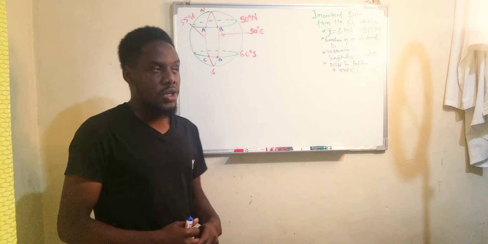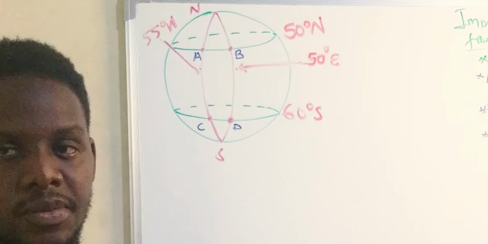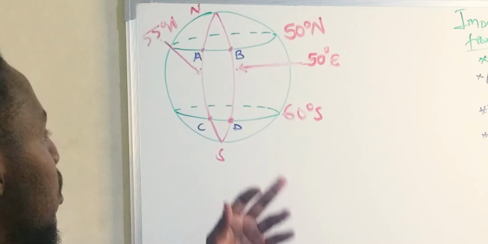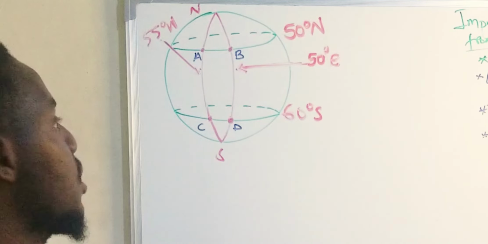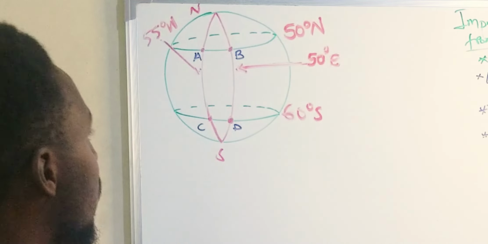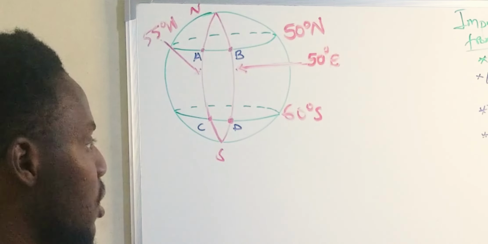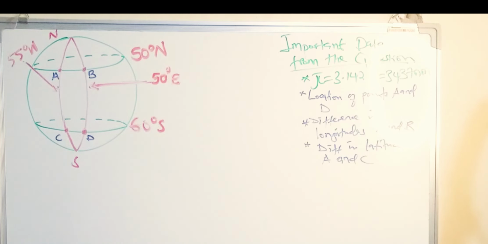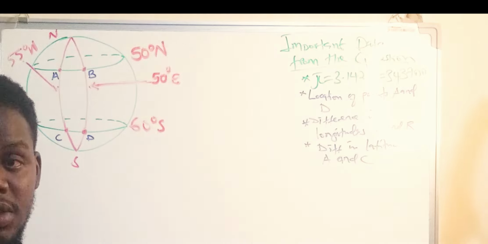In this question, we've been given this wire model in form of an Earth sphere, and they have given us latitude 50 degrees north, 60 degrees south. They have given us longitude 50 degrees east and longitude 55 degrees west, as well as points A, B, C, and D, as you can see on that diagram there. Then the other important data that has been given to us is pi. They have said we should take pi as 3.142 during our calculations.